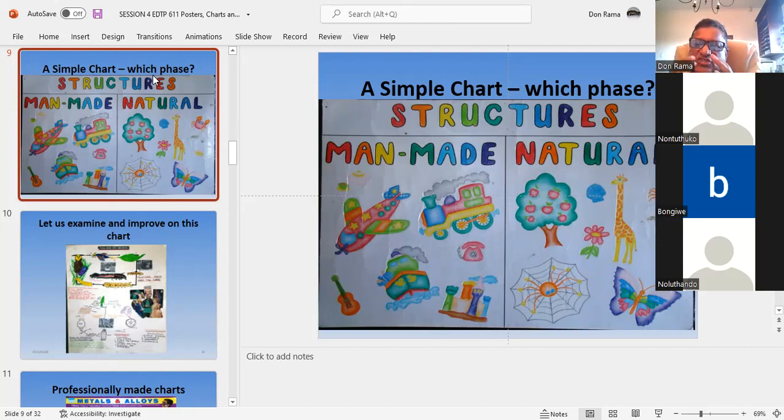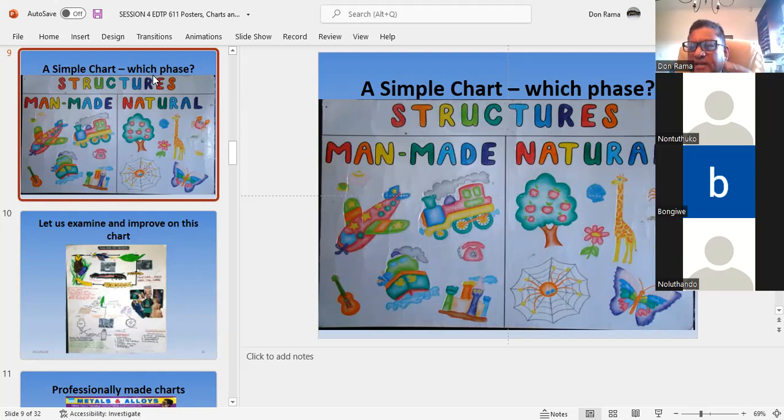So here they're looking at structures. That's the topic of this chart, structures, right? Man-made structures and natural structures. Under the man-made structures, they've put in things like the aeroplane, the train, the guitar, the ship, telephone, the castle. These are the things that these learners are used to. This is how they see these man-made objects in the little books that they read, in their storybooks. This is how the aeroplane and the train and so on are drawn.